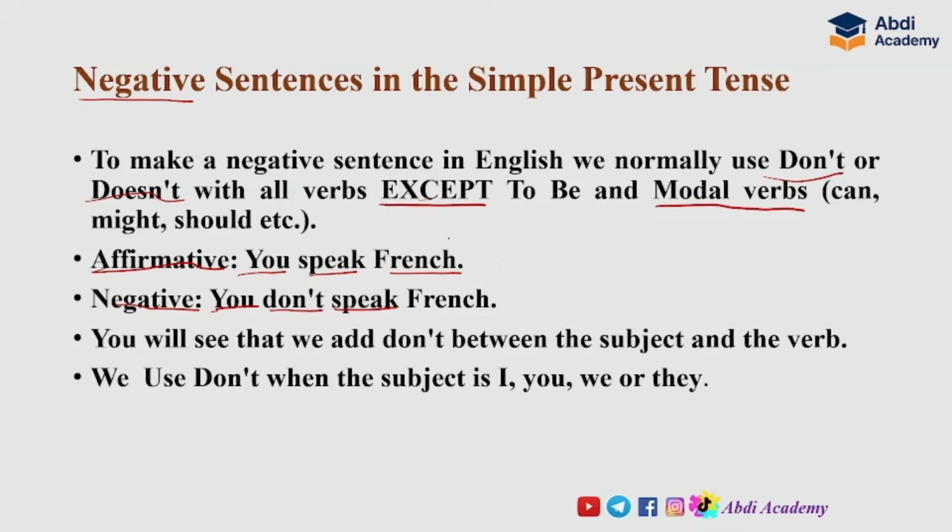Plural form of a verb, which agrees with the subject of the sentence, which is great. So you will see that we add don't between the subject and the verb. We add don't between what? The subject and the verb. As you see from the example, you is a subject, speak is a verb, so we add don't between the subject and the verb of the sentence. In this form, we can simply form a negative sentence in present simple tense.